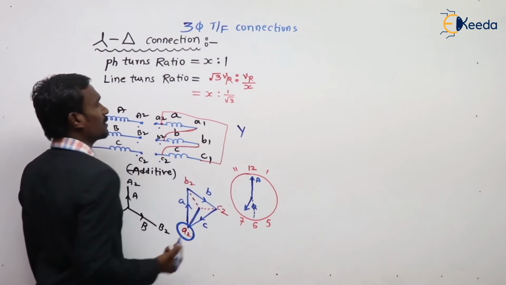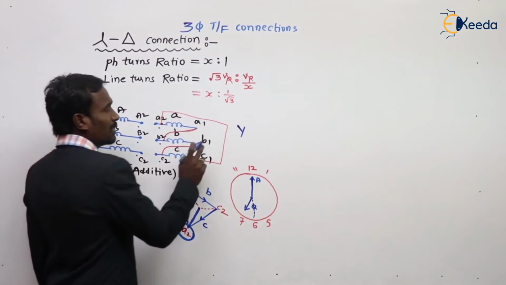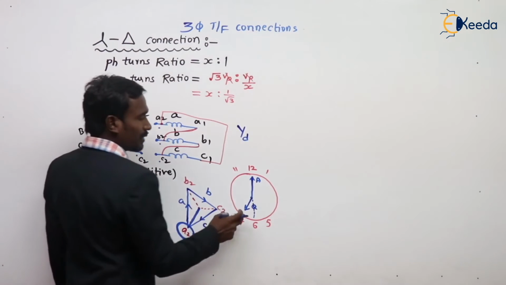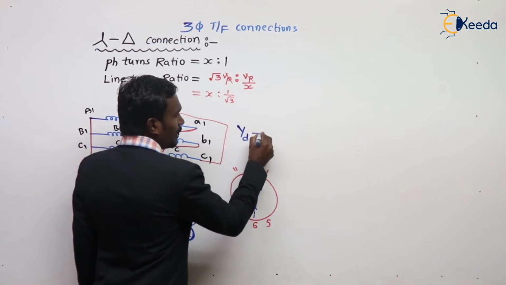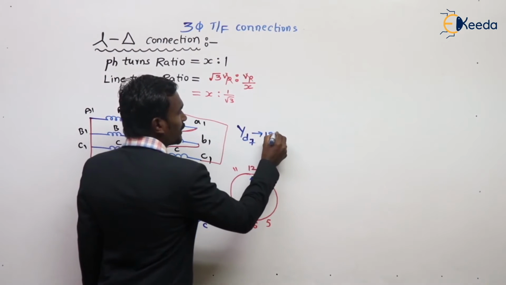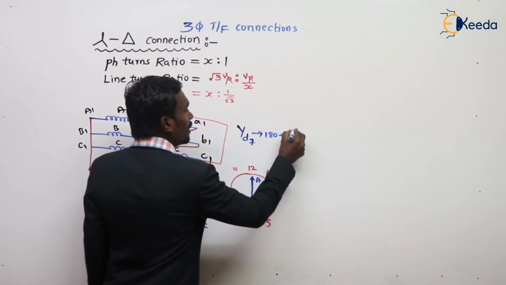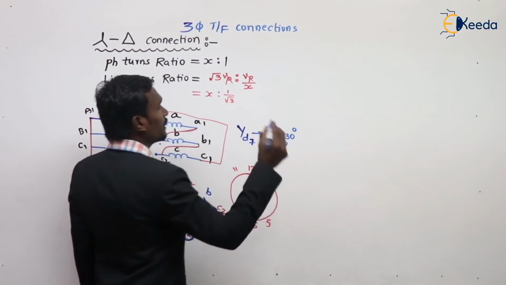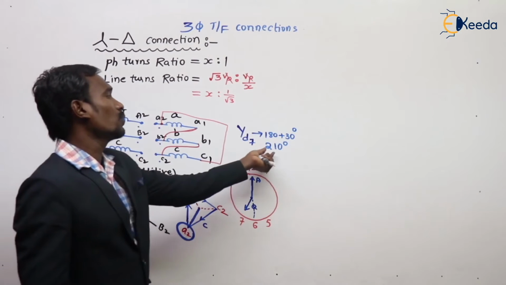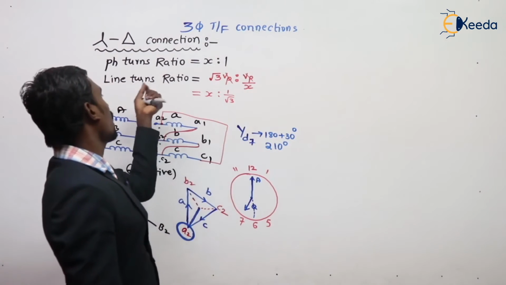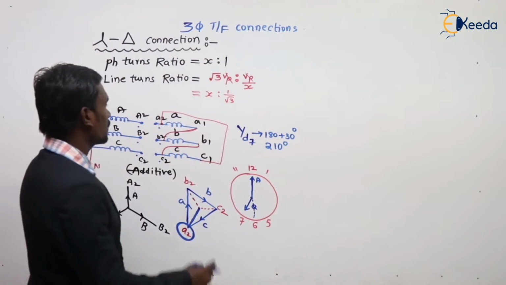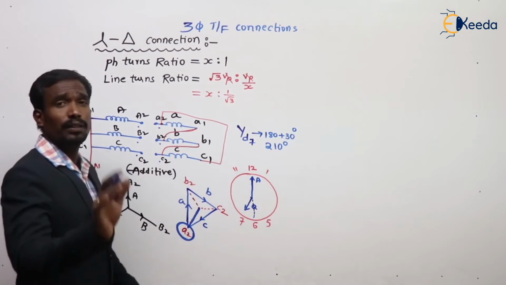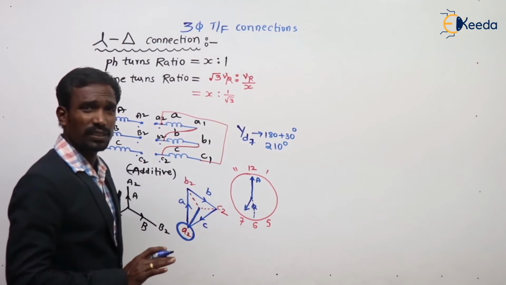Primary is the star. Secondary is the delta. And the time is 7 o'clock. It is nothing but 180 plus 30 degrees, which is 210 degrees. This is the 210 degree angle for the star-delta configuration. Very simple question. Is it okay? This is also important. They will ask you a question in GATE.